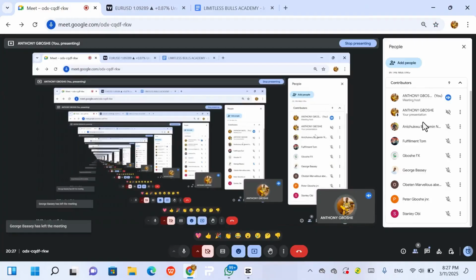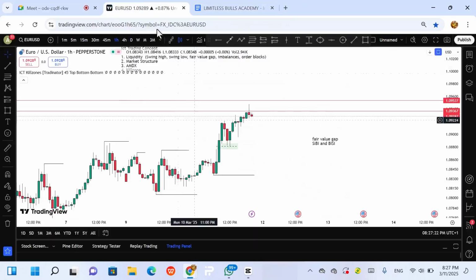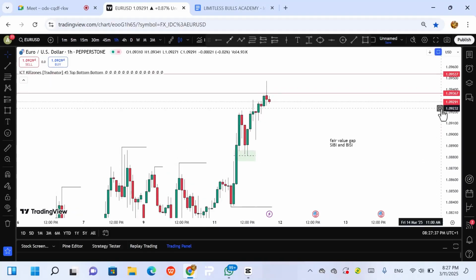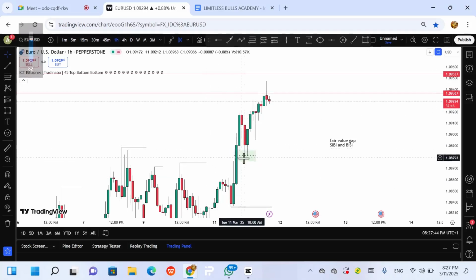Are we active in this call? Are you guys getting it? Fair value gap. Okay, fair value. Is it a CB or a BC? BC. Is it a CB or a BC at this point? A BC. Okay, it's a BC.